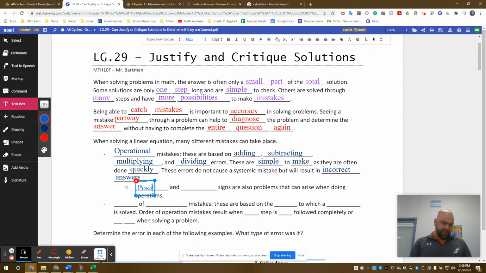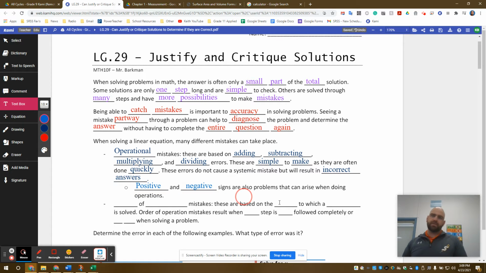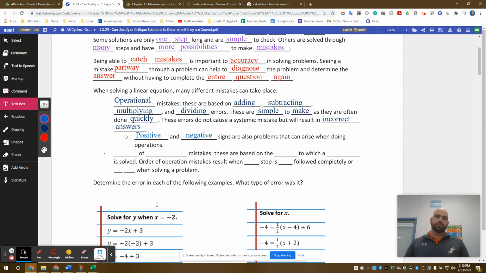Another thing inside there is making sure about the positive and negative signs. Positive and negative signs are also problems that can arise when doing these operations. Like I said, if we do 5 plus -2 and we forget about the negative and just say, oh, it's 7, 5 and 2 make 7. Nope, we can't do that. So we've got to watch those positives and negatives as well.